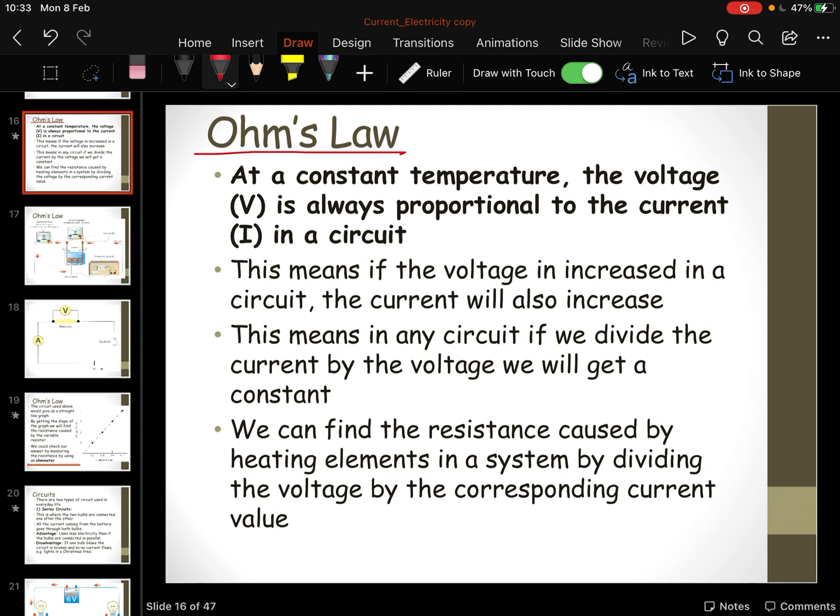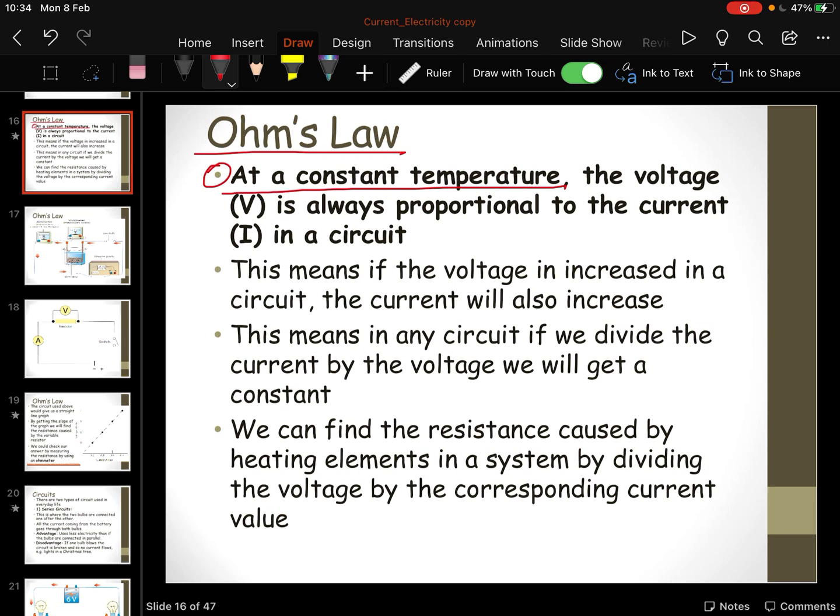Now the definition of Ohm's law is quite long, okay, and it's this: at a constant temperature, the voltage is always proportional to the current in a circuit. Okay, now there's actually quite a lot here when you read into it a little bit. The key bit here at the start: at a constant temperature. Okay, you have to mention that.